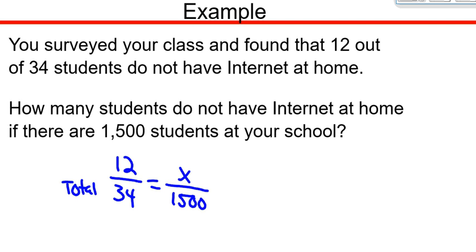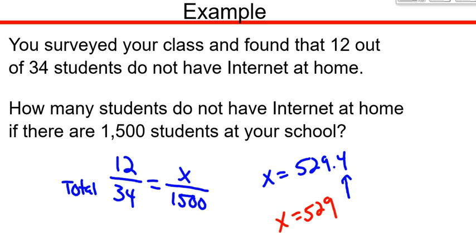All right, I got x is equal to 529.4. Again, I have to look at this number right here because it's a decimal and ask myself, can I have 0.4 of a person? And of course the answer is no. So I have to round, and since 4 is smaller than 5, the halfway point, I have to leave it at x equals 529. So about 529 students out of 1,500 do not have internet at home.